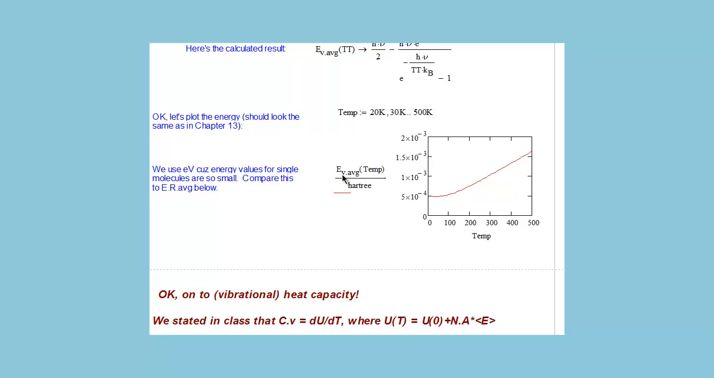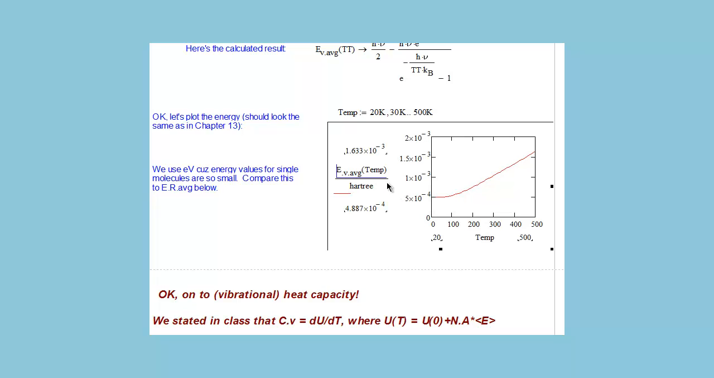The graph here is the graph of average vibrational energy as a function of temperature. I've divided by Hartree because Hartree is a small unit of energy, and it makes these numbers visible on the y-axis. Remember that this is the average energy of a single molecule, and it's only considering the vibrational state. Notice at low temperatures, we have a plateau, and then as temperature increases, the vibrational energy can increase. This plateau is due to the 0-point energy.